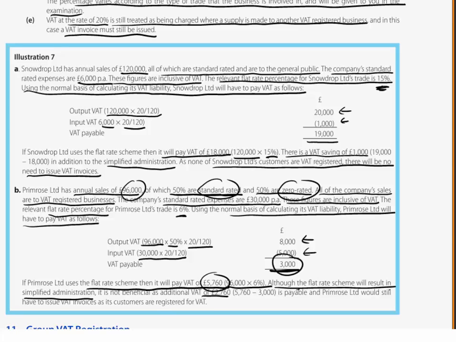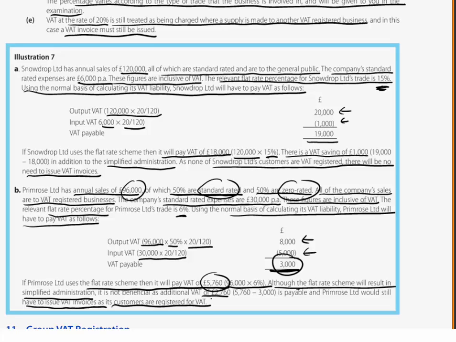Also, of course, Primrose Limited would still have to issue VAT invoices, whether we do or whether we don't adopt the flat rate scheme, because the customers are registered for VAT. So in part B of that illustration, we do not want the flat rate scheme. In the first part, we do.